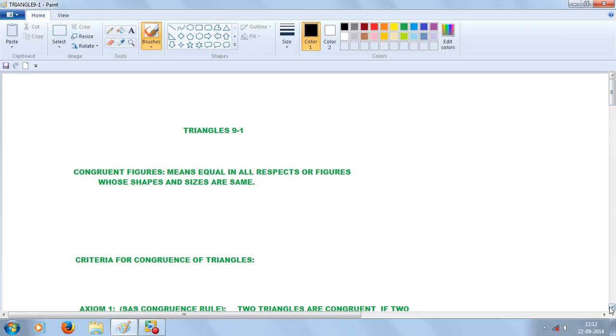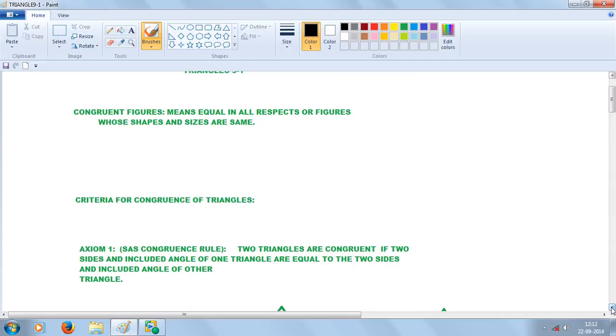So, first we'll be dealing with the congruent triangles. What is meant by congruent? Equal in all respects are figures whose shapes and sizes are the same. So, we are talking about congruent figures.